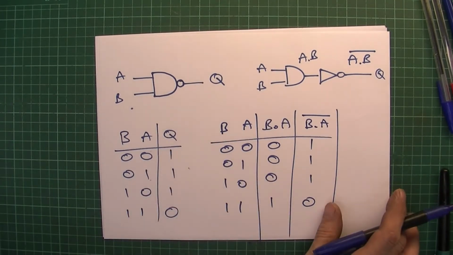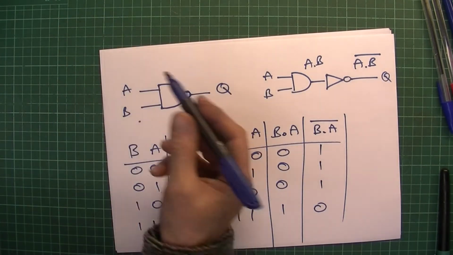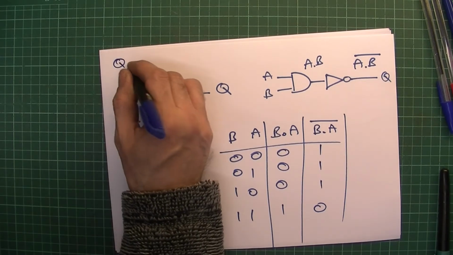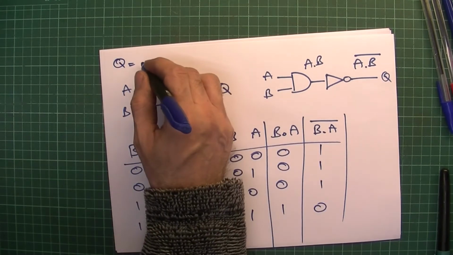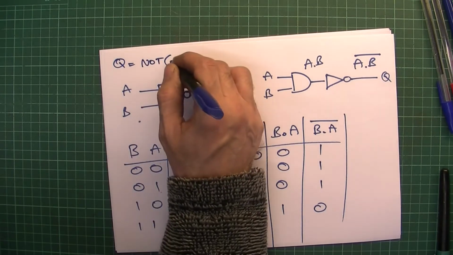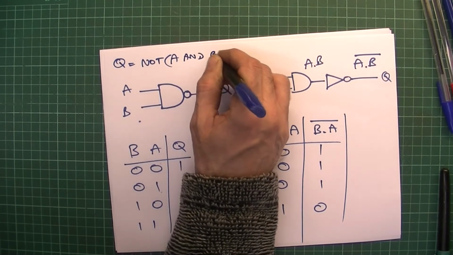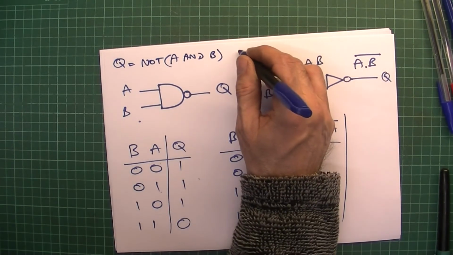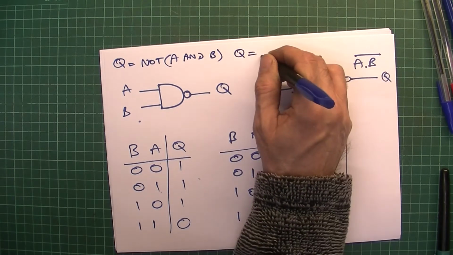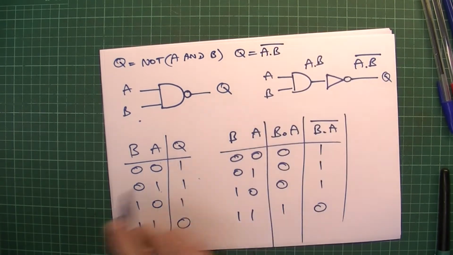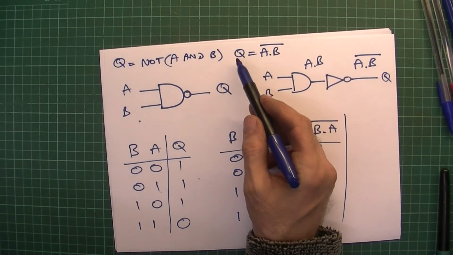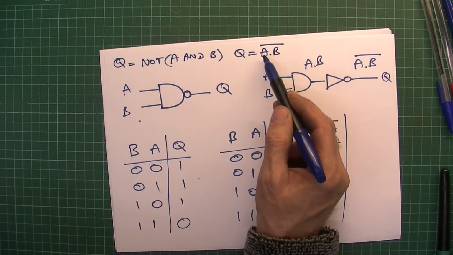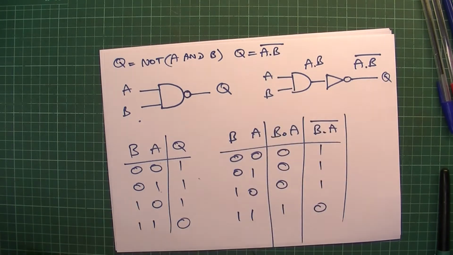If you want to write this out algebraically, you could. I don't recommend it, but you could write Q equals NOT (A AND B), but we don't do it like that. What we would do is just say Q equals A AND B knotted, and the way we would actually read that, we would say Q equals A NAND B. You read those two signs as one thing, so Q equals A NAND B, like that.